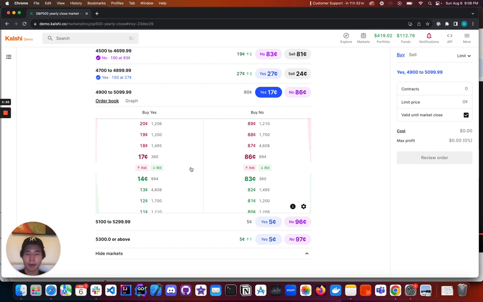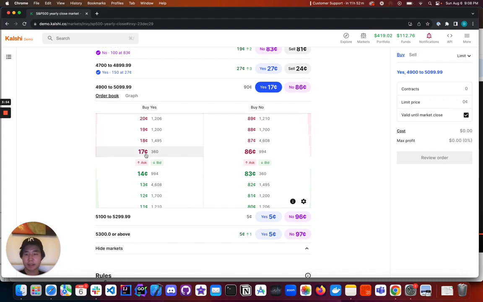no contract at, right? So as you can see here on the yes side, the lowest ask, 17 cents, signifies that the lowest price a market participant is willing to sell a yes contract at is 17 cents, and the quantity of contracts being offered at this price point is 360. This is true on the no side as well, right? So the lowest ask is 86 cents, meaning the lowest price a market participant is willing to sell a no contract at right now is 86 cents, and there are 994 contracts available at this price point.